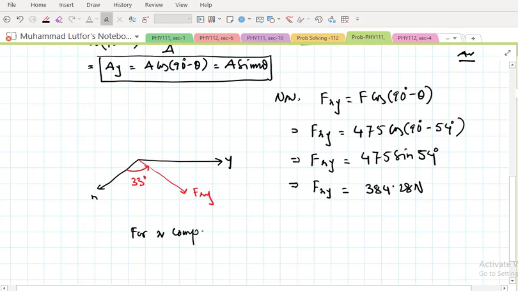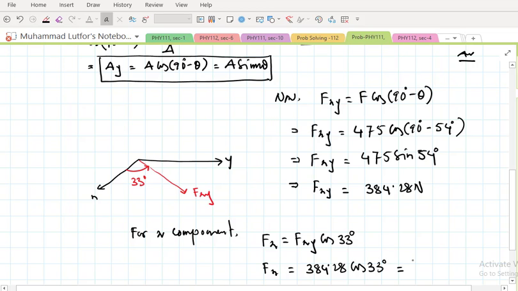For the x component, I can write F x would be F xy cos of 33 degrees, because theta is 33 degrees. Then the x component F x is 384.28 times cos 33 degrees, which will give you 322.28 Newton.